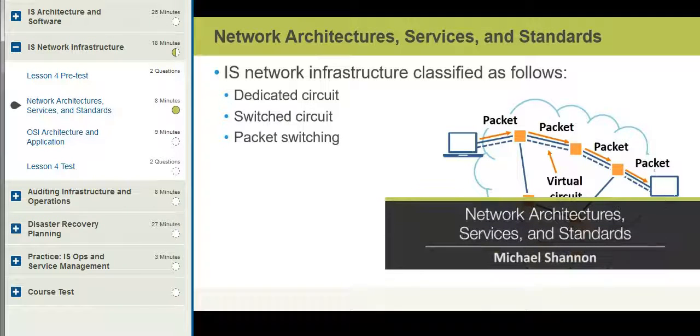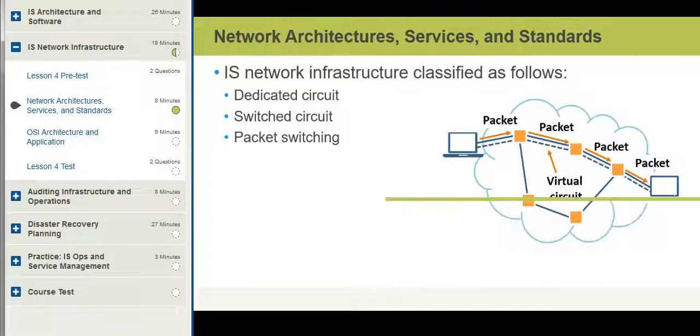Network architectures, services, and standards. As an IS auditor, it's very important to be aware of the different network deployments, topologies, and logistics that are out there. That begins looking, first of all, at how we classify network infrastructure.